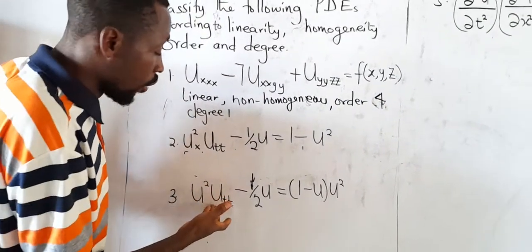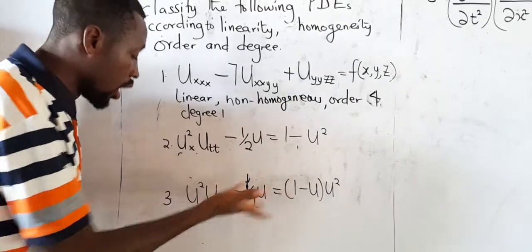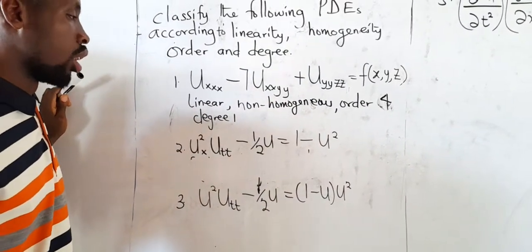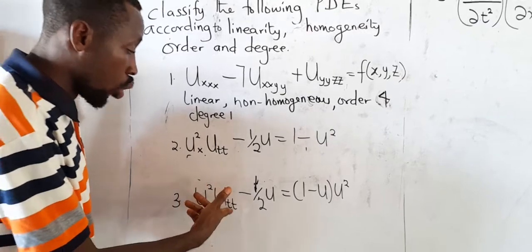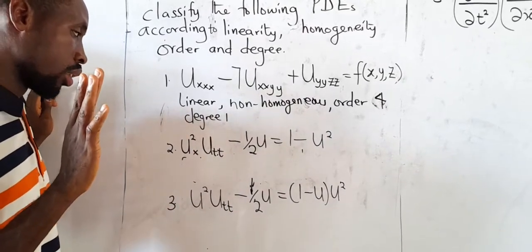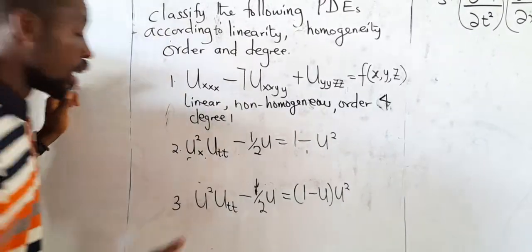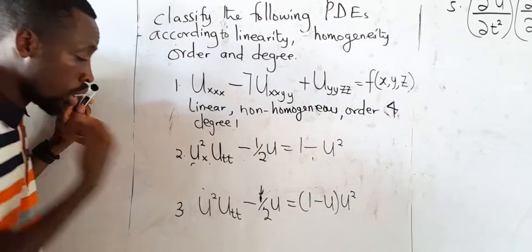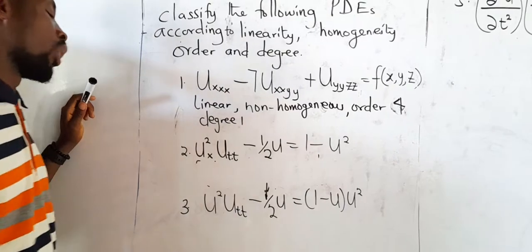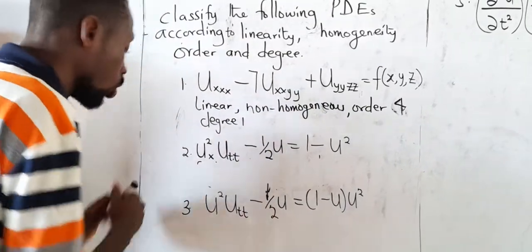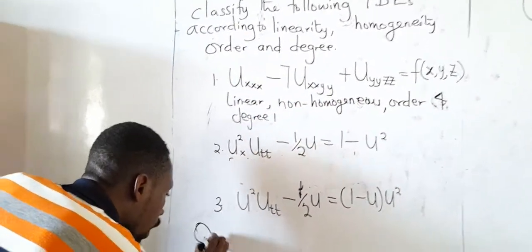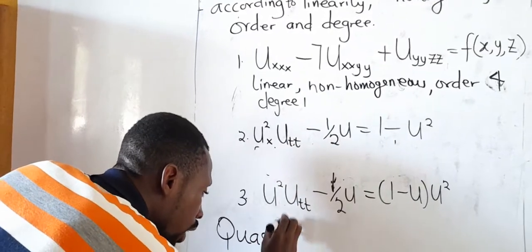All the partial derivatives: there is only 1 partial derivative here, and the degree is 1. Is there any product? There is a product. So it is not semi-linear. I hope you are getting the concept. Is it quasi-linear? The partial derivative is of degree 1. So it is quasi-linear.